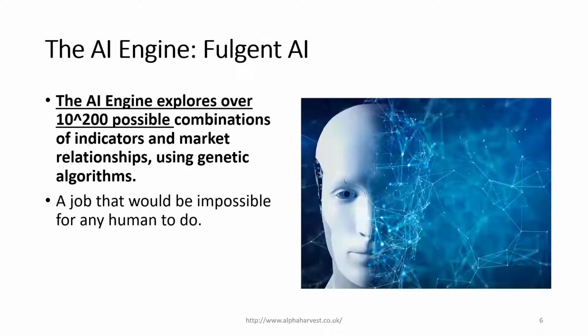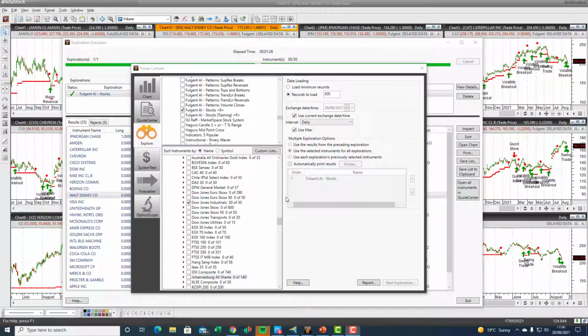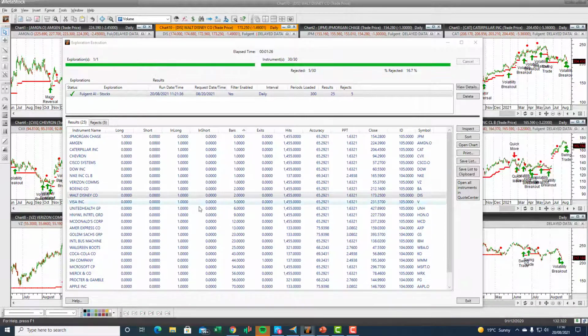Just to recap, the AI explores 10 to the power of 200 different possible market combination indicator relationships using genetic algorithms. Let's jump straight into the Metastock platform to screen the Dow Jones 30 Index constituents. I've selected the Fulgent AI engine, and I've got the Dow Jones 30 Index members. Run the screen, and here are the end results.